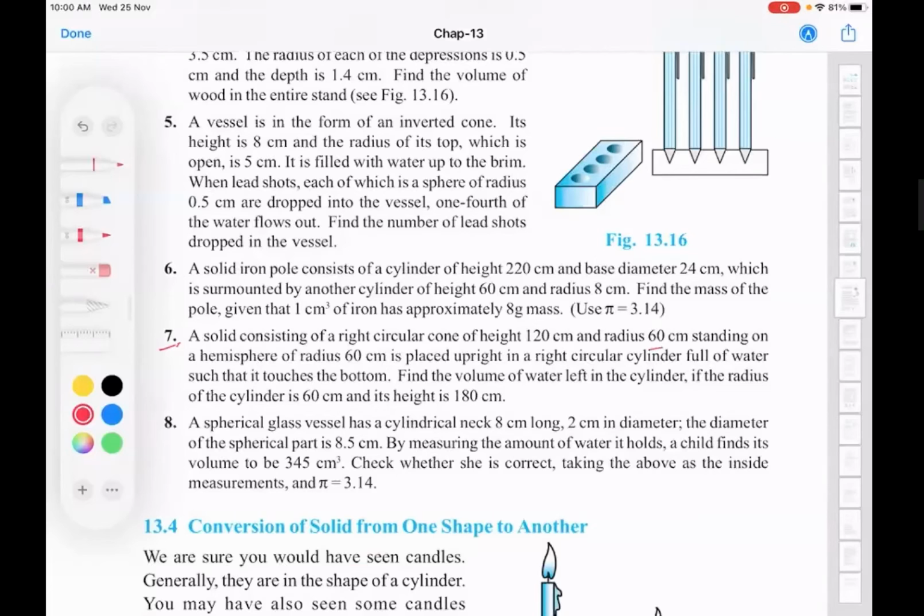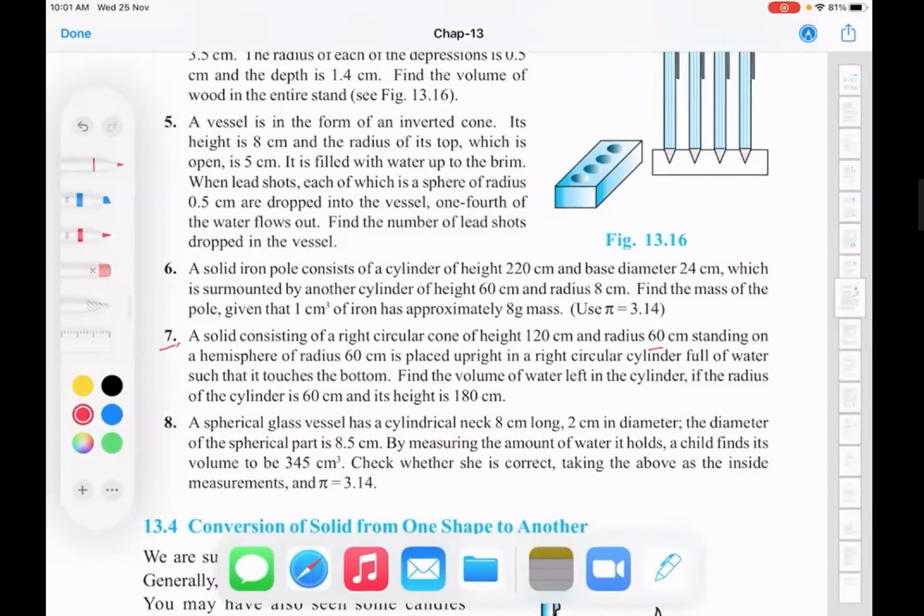A cone of height 120 centimeters standing on a hemisphere of radius 60 centimeters is placed upright in a right circular cylinder full of water, such that it touches the bottom. Find the volume of the water left in the cylinder, if the radius of the cylinder is 60 centimeters and its height is 180 centimeters.